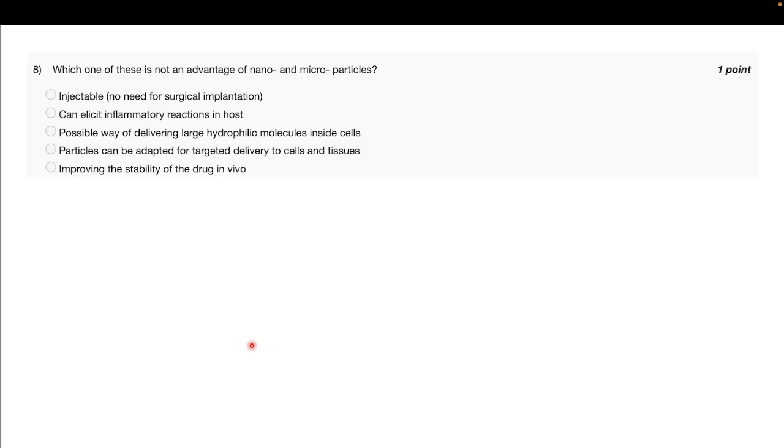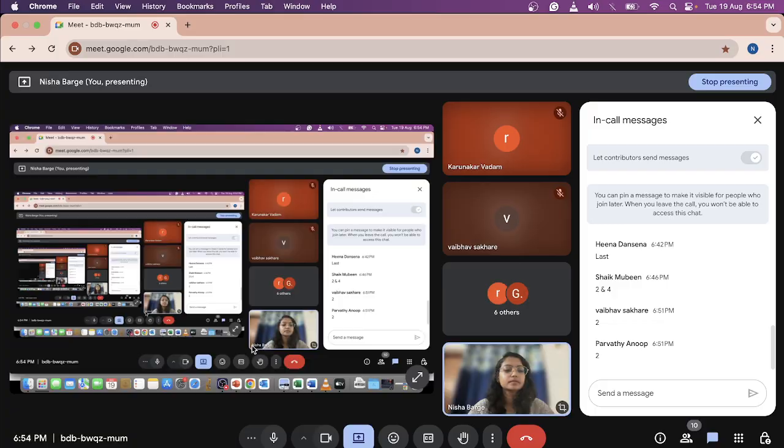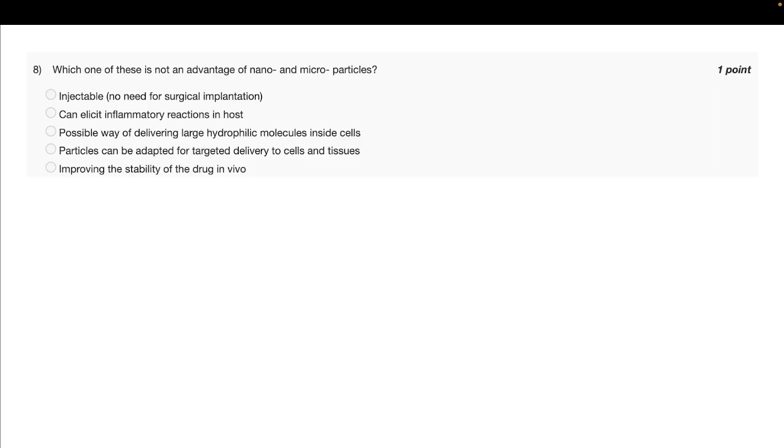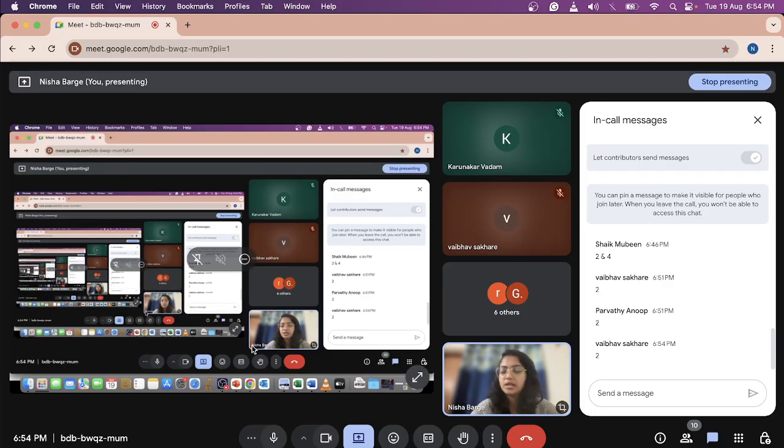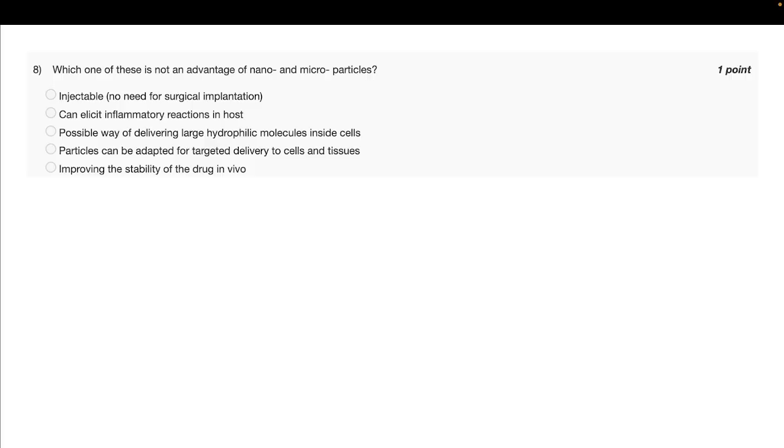Any volunteers for this question? Okay, people are answering option 2. It elicits an inflammatory reaction in the host. Okay, thank you for answering. Any other response?